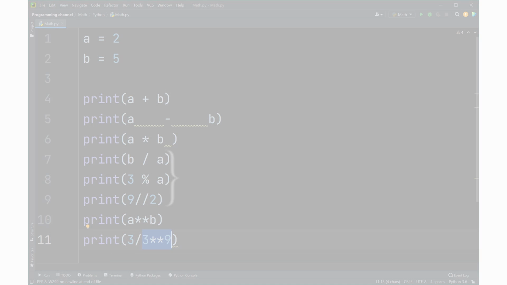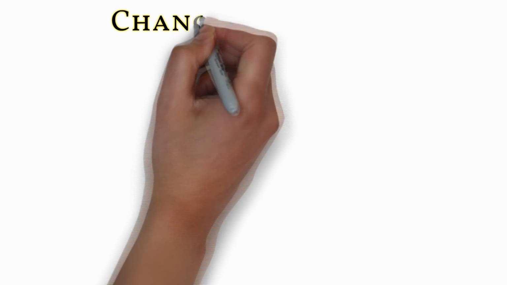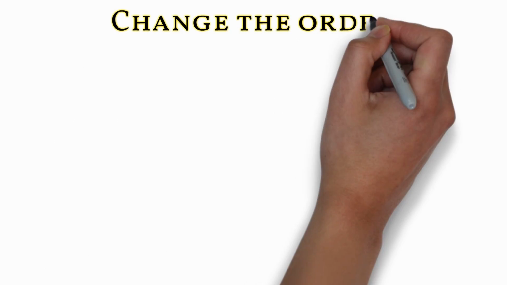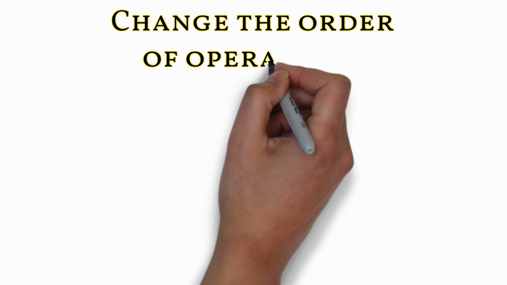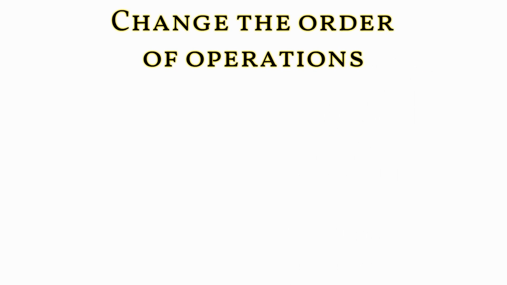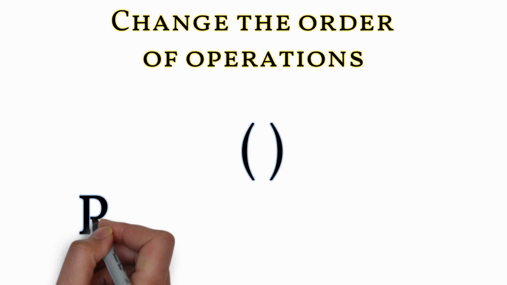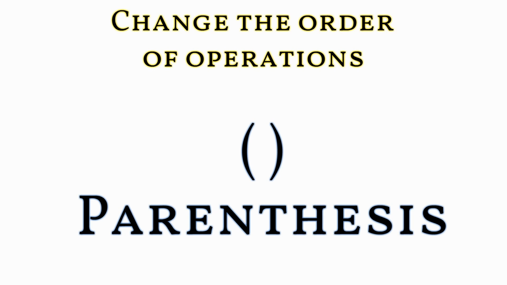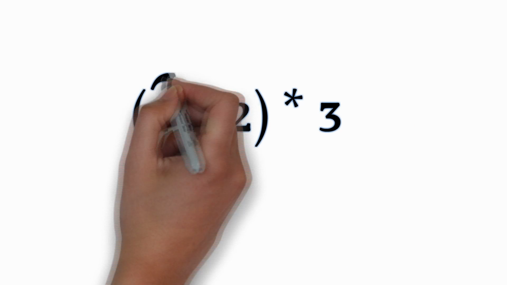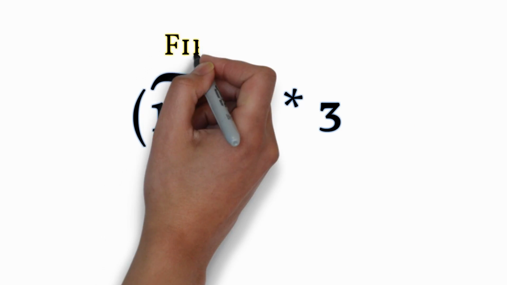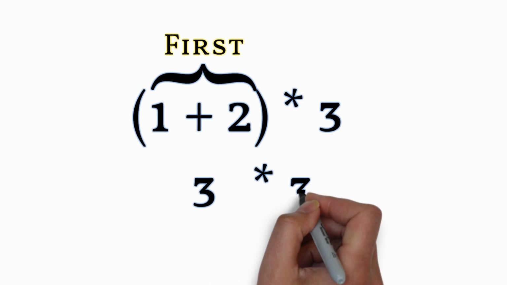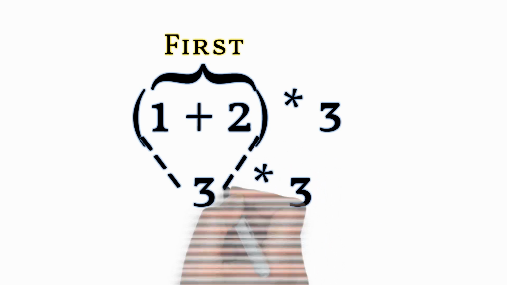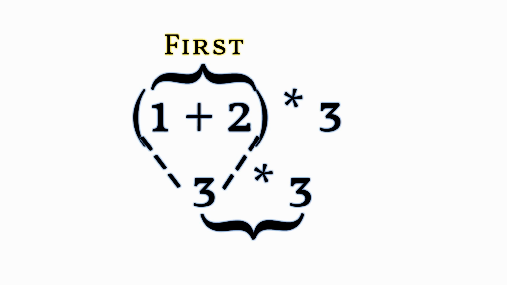Now, there may be situations in which you have an equation, but you need to change the order of operations. This is when we take a hands-on approach. We use parentheses. Whatever the operations we encase with parentheses, they have to be resolved first. So the previous equation that we had can be modified so that the addition is done before the multiplication.